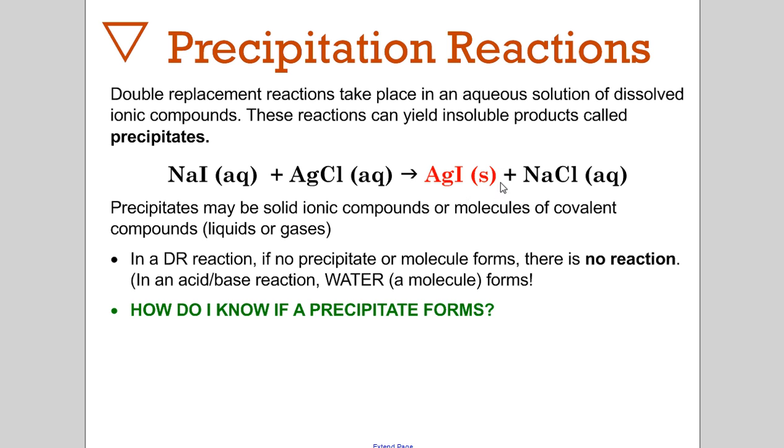What governs this is the solubility rules that you see on the inside of the front page of your practice packet. And you do need to memorize those rules. In a double replacement reaction, if no precipitate or molecules form, there's no reaction. You will see in a few minutes in an acid-base reaction, we form water, which is a molecule, so it is a reaction. But how do you know if a precipitate forms? You look at the products of double replacement by swapping cation for anion of your given reactants, and you see if either of your products that forms is an insoluble or solid product. Usually solid. It can be liquid or gas.